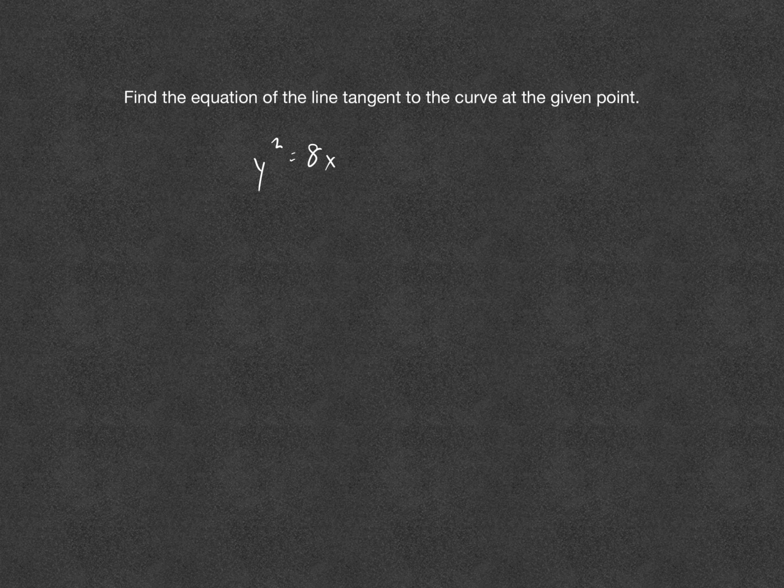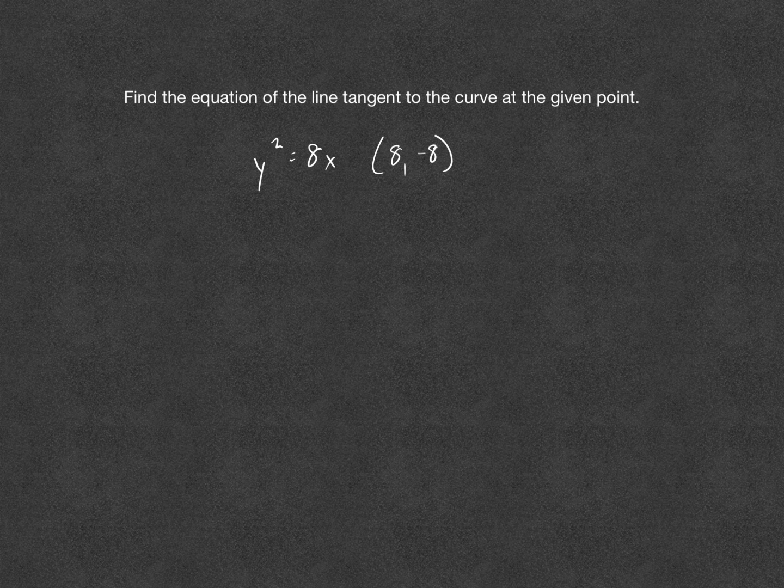Okay, so in this example, we're going to find an equation of the line tangent to the curve at the given point. The curve is y squared equals 8x, and the given point is (8, -8). If we want a tangent line, we know we need the derivative. If I'm taking the derivative of this conic section, which happens to be a parabola, I need to take the derivative implicitly. So whether it's a parabola, hyperbola, or an ellipse, we need that other tool for differentiation. In this case, it's implicit differentiation.